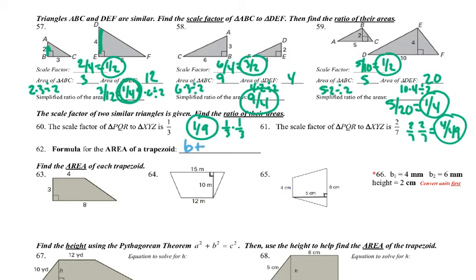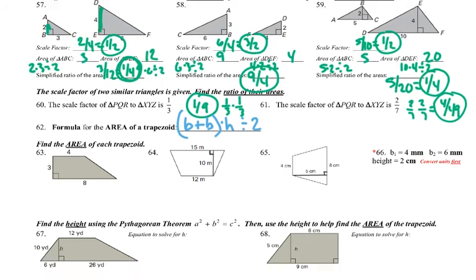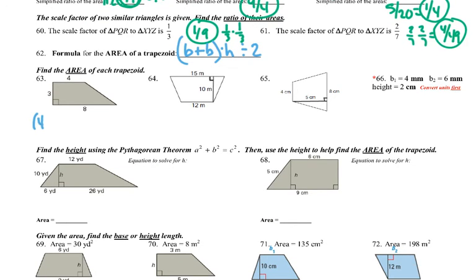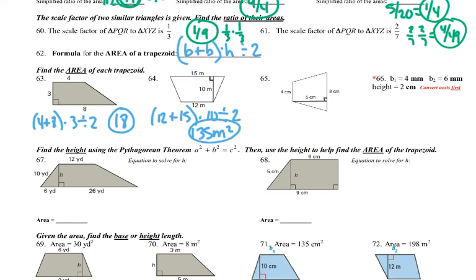Trapezoid formula: base plus base times height divided by 2. Base plus base times height divided by 2. The nice thing here is we didn't have a lot of units, so 4 plus 8 is 12 times 3 divided by 2 ends up being 18. 12 plus 15, this one does have units, times 10 divided by 2, 135 meters squared. Again, you're going to want to have a calculator.